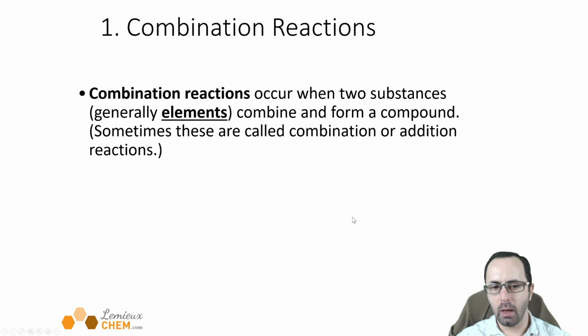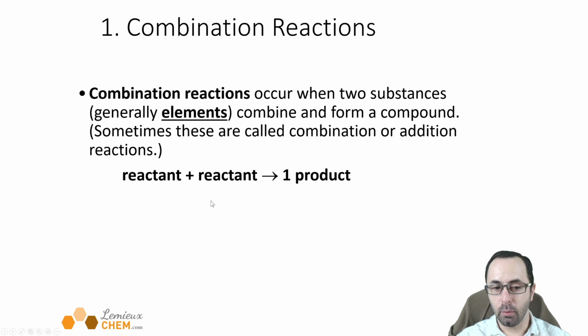So combination reactions are those that occur when 2 substances, which are generally elements, combine to form a compound. These are sometimes called combination or addition reactions. In these reactions, you'll have 2 reactants reacting to make one product. So that's how you can recognize them. There'll be two items on the left, 2 reactants, 1 on the right.